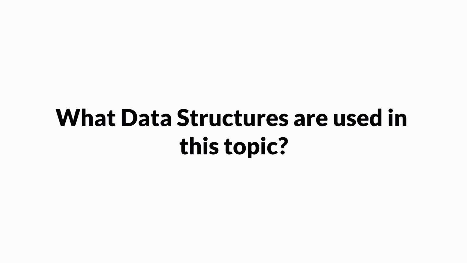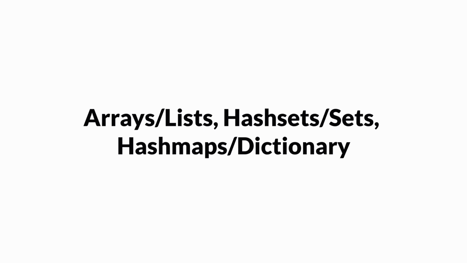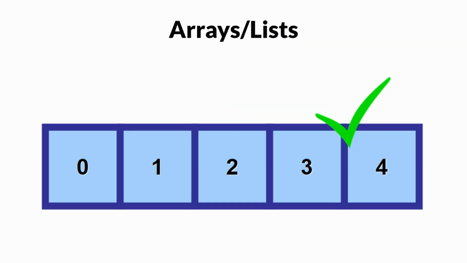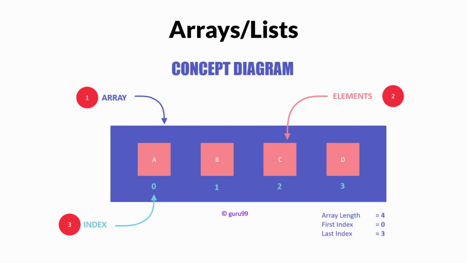So, what are the data structures we'll be using in this topic? They are arrays, hash sets, and hash maps. So what exactly are they and when do we use them? Arrays and lists are a collection of elements that are stored adjacent to each other. Each element has an index which makes it easy to access and manipulate data. Thus, the order in which elements are arranged matters when we use arrays.